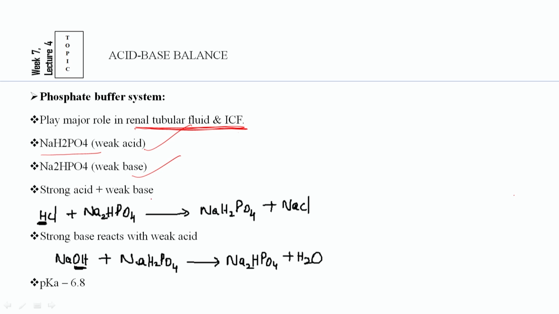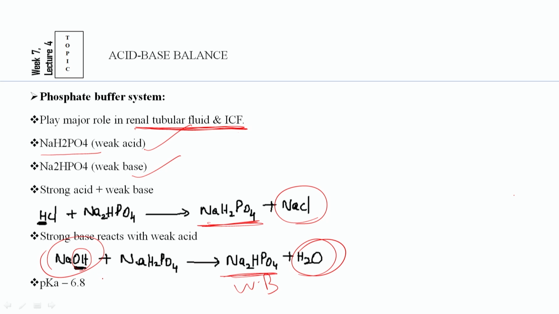Now let us see how the strong acid reacts with the weak base and how it produces a weak acid. So HCl is a strong acid. It reacts with the disodium hydrogen phosphate, where it produces monosodium dihydrogen orthophosphate, that is a weak acid, by liberating sodium chloride. And then the strong base reacts with the weak acid. The strong base, I told you, should bear OH minus, that is why we have taken NaOH as the strong base. That reacts with the monosodium dihydrogen orthophosphate and it liberates disodium hydrogen phosphate, that is a weak base, by liberating a water molecule.